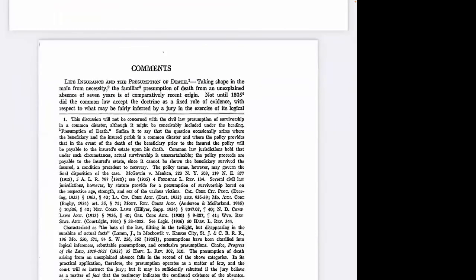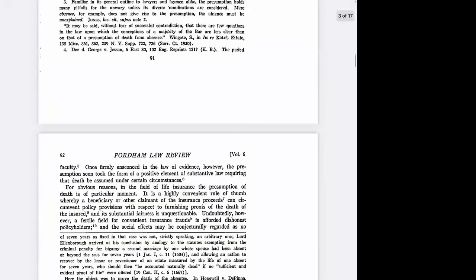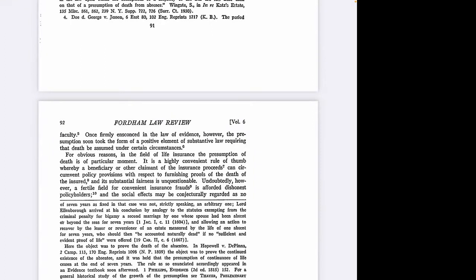Life insurance and presumption of death, taking shape in the main from necessity. The familiar presumption of death from an unexplained absence of 7 years is of comparatively recent origin. Not until 1805 did common law accept the doctrine as a fixed rule of evidence with respect to what may be fairly inferred by a jury in the exercise of its logical faculty. In the law of evidence, however, the presumption soon took the form of a positive element of substantive law requiring that death be assumed under certain circumstances.